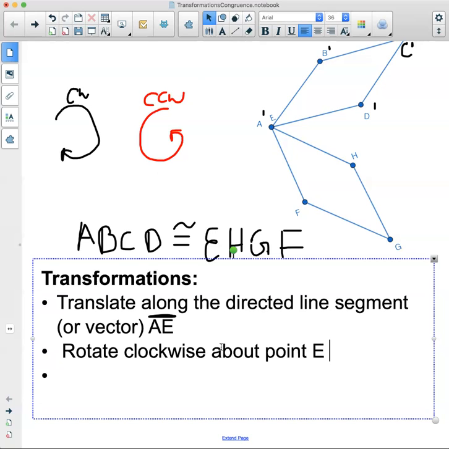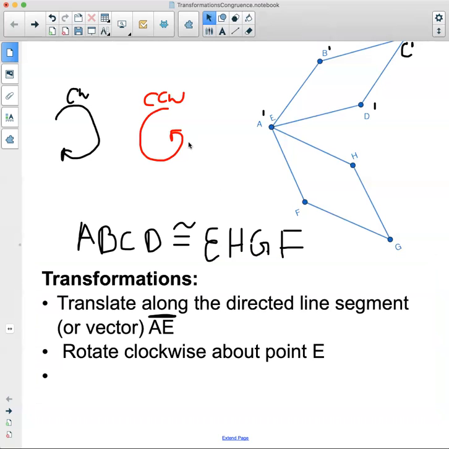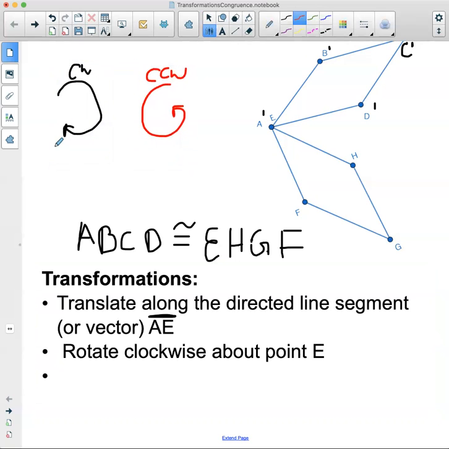Okay. So I have a rotation. I know the direction. I know the center. I now need to know the amount. And so this is what I said to do in class. Here's what we're going to do. We're going to use the 3-letter notation. So we have the first letter, the second letter, the third letter.